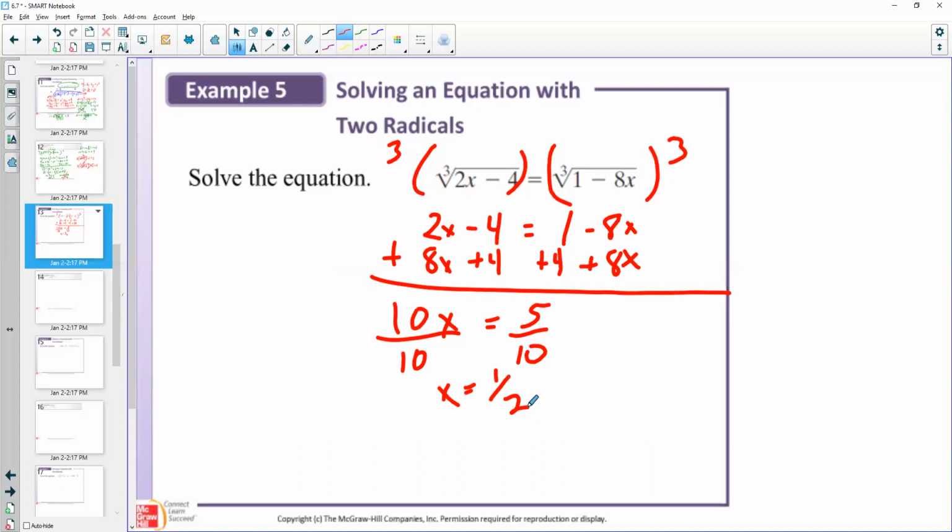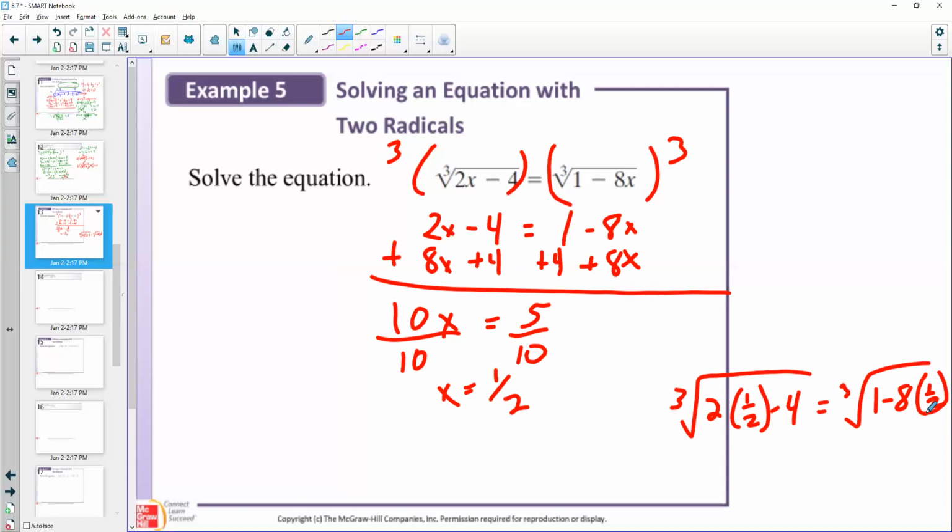I still have to check. So on this side, let's see. Cube root of 2 times a half minus 4 equals cube root of 1 minus 8 times half. Well, 2 times half is 1 minus 4 is negative 3. On the other side, I get 8 times a half is 4. 1 minus 4 is negative 3. Check. We're good.